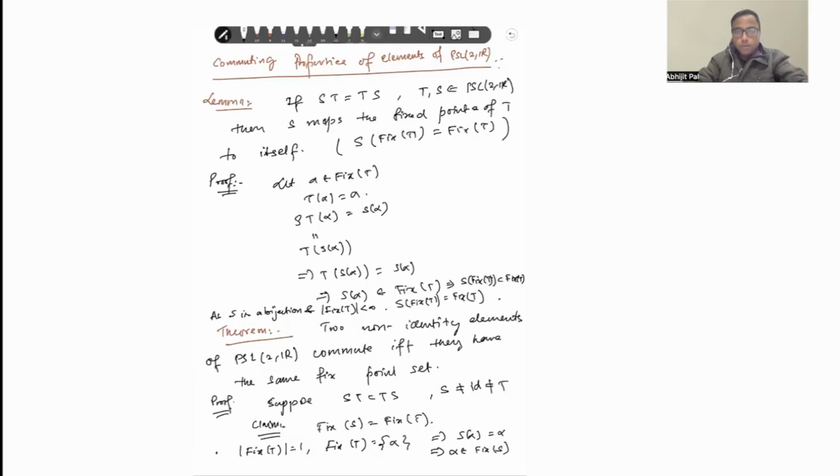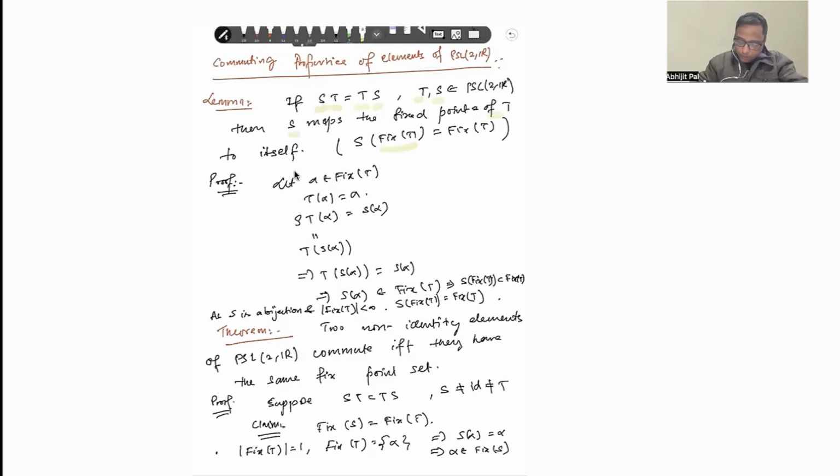So first, we'll be proving this lemma. This lemma says the following. Suppose you take two elements T and S of PSL2R and they commute with each other, so S∘T is equal to T∘S. Then we'll prove that S maps fixed points of T to fixed points of T. So the fixed point set of T is invariant under the map S.